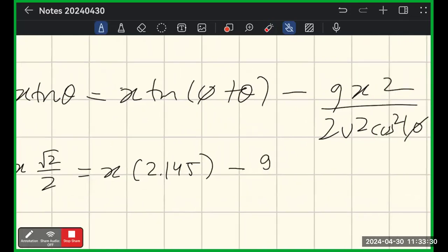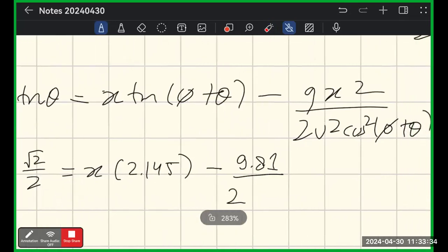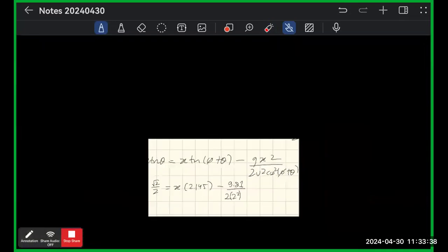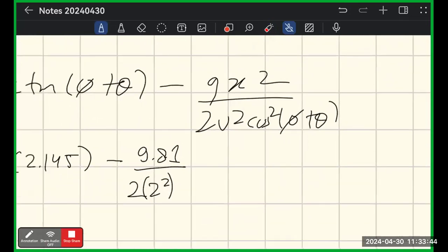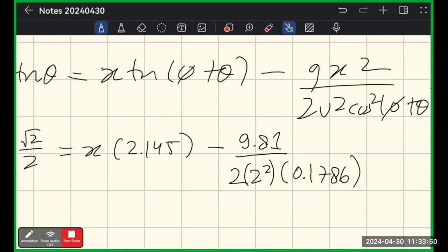Minus g is 9.81 over 2. V squared, the v is the root 2 squared, the cos 65 squared. Cos 65 squared is going to be 0.1786, and it's x squared.